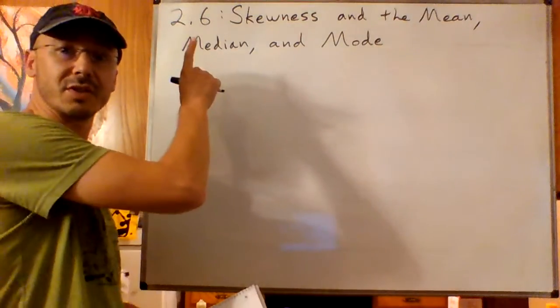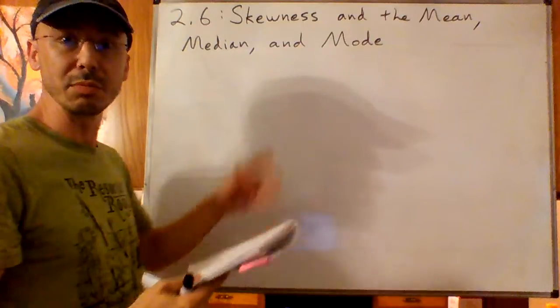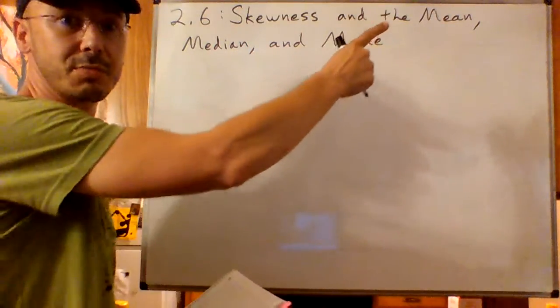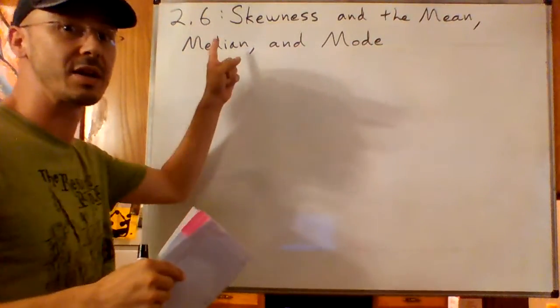In this video, section 2.6, we're going to look at skewness and the mean, median, mode, the relationship of skewness to the measures of central tendency, or the measures of the center, that we already looked at.